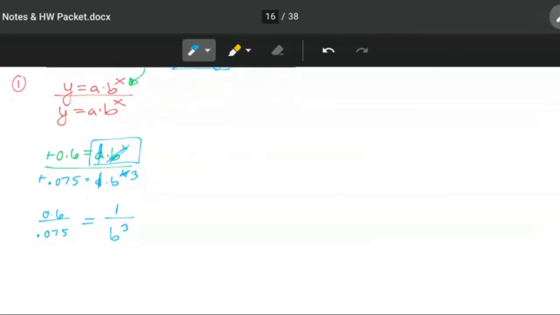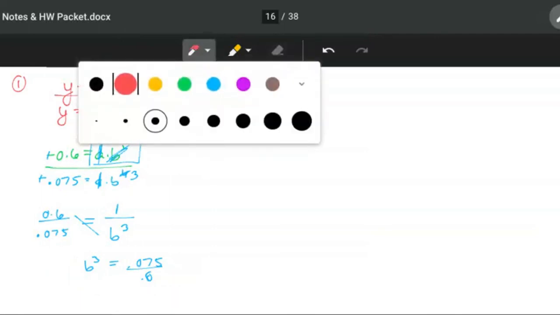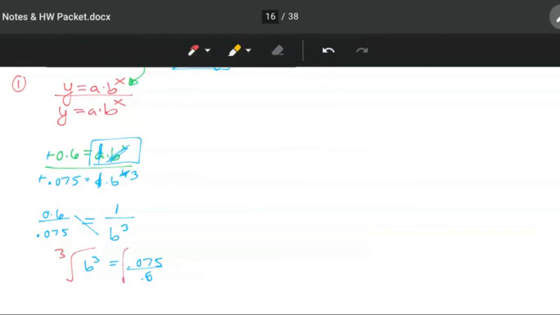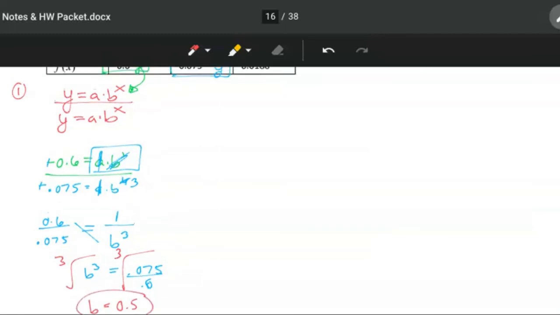And now we could solve for b. If we cross multiply, you get 0.6 times b to the third equals 0.075. And then to get b by itself, you can divide by 0.6. The 0.6's cancel. To get b by itself, you could take the cubed root of both sides. And if you type that into a calculator, you should get 0.5. So b is 0.5.